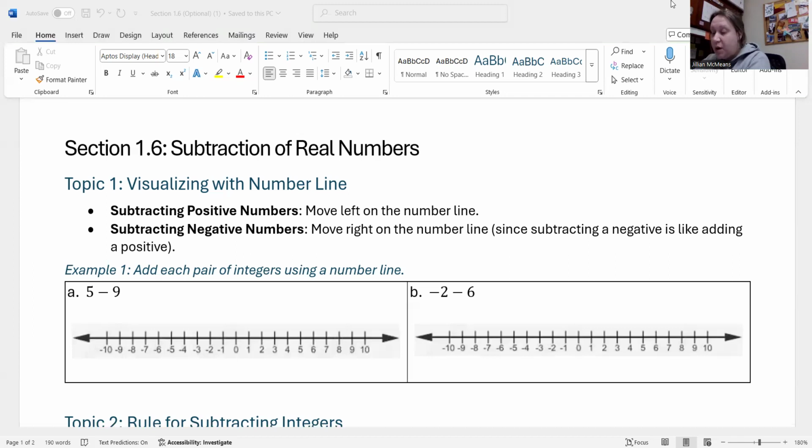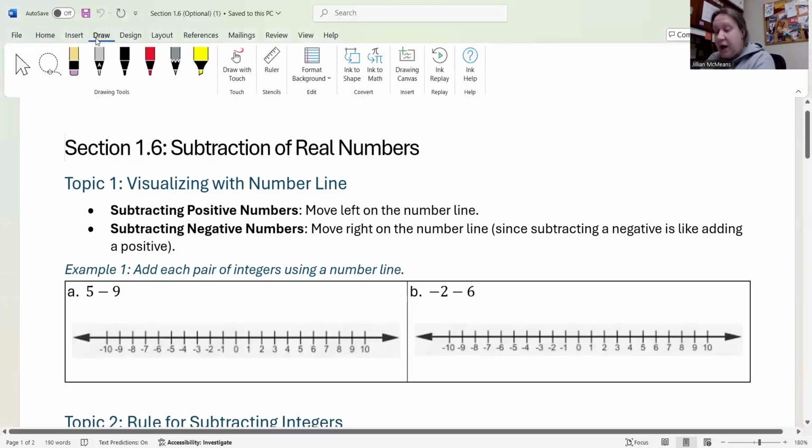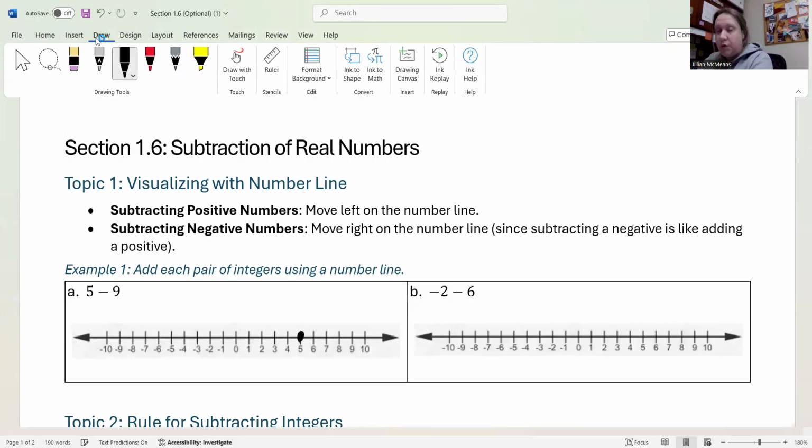Okay, so example 1, it says add each pair of integers using the number line. So for part A, we have 5 minus 9. So what I would want to do here is I would figure out where my first number lies. So my first number is positive 5, so it's right here. Okay, but I want to subtract 9. That means I'm subtracting positive 9, which would move me to the left. So I would go back 1, 2, 3, 4, 5, 6, 7, 8, 9, and I end up here at negative 4. So 5 minus 9 is negative 4.